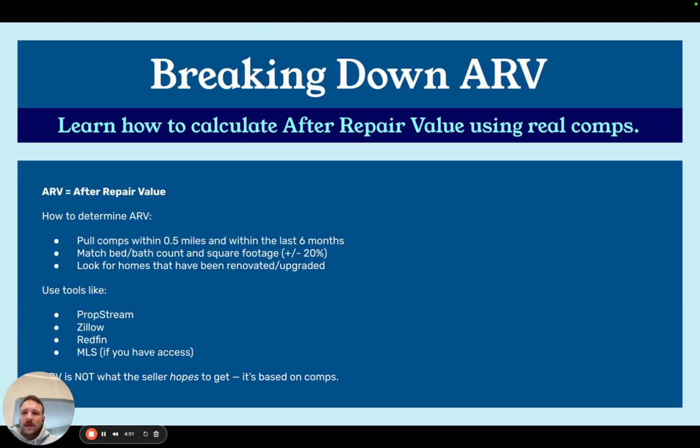So how do we determine ARV? One, we're going to pull comps within 0.5 miles and within the last 6 months. We're going to match bed and bath count and square footage within a range, right? Plus or minus 20%. We want to be within that range typically. And we look for homes that have been renovated and/or upgraded.